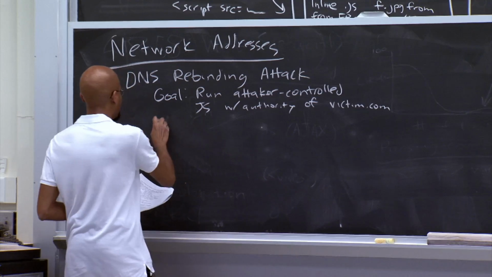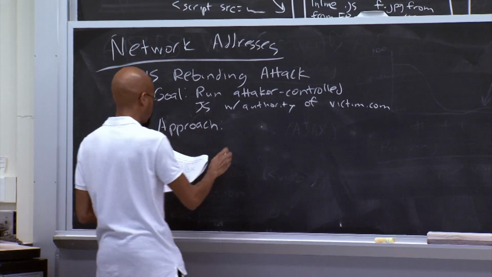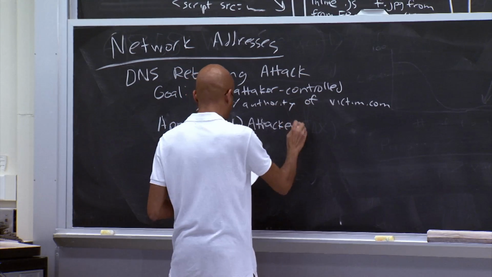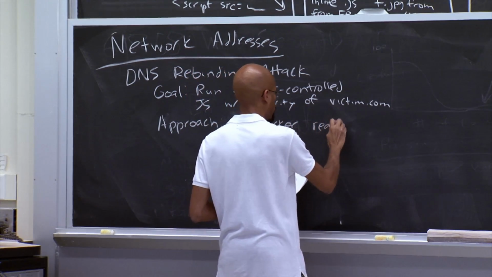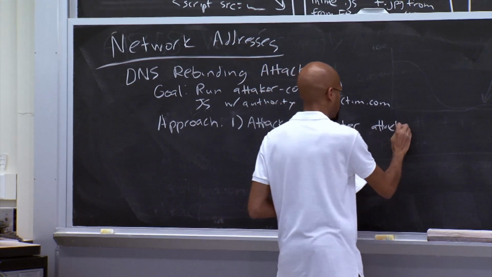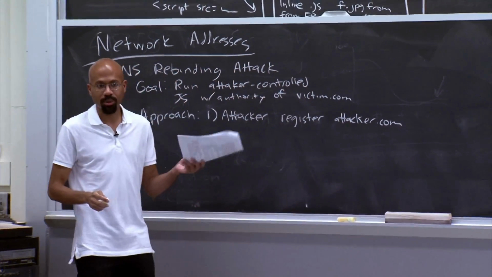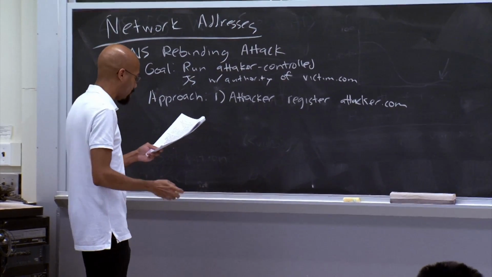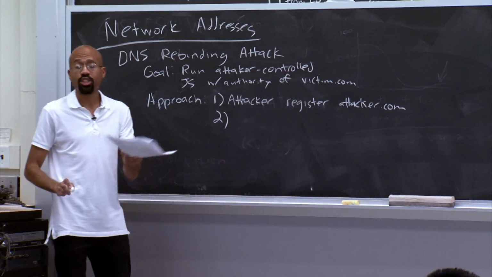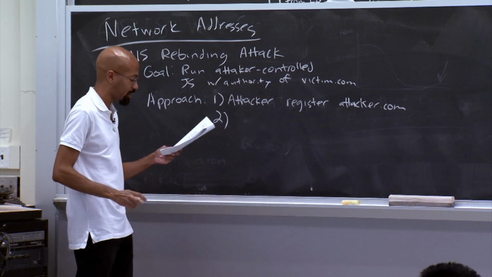So here's the approach. The first thing that the attacker is going to do is register a domain name. Let's say we just call that attacker.com. Very simple to do. Just pay a couple of bucks, you're ready to go. You own your own domain name. And note that the attacker is also going to set up a DNS server to respond to name resolution requests for objects that reside in attacker.com.